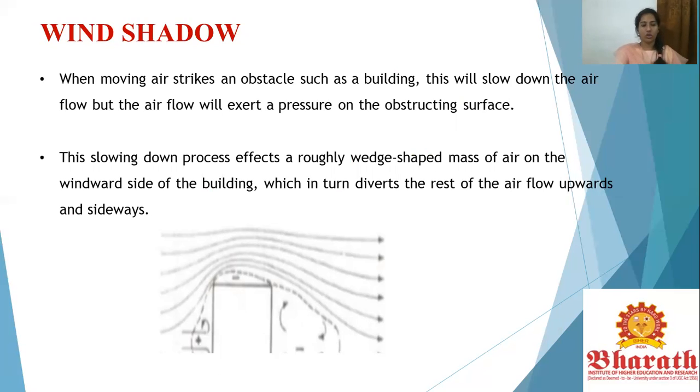So talking about your wind shadow, what exactly is a wind shadow? When the moving air strikes an obstacle such as a building, this slows down the airflow, but the airflow exerts a pressure on the obstructing surface. This slowing down process affects a roughly wedge-shaped mass of air on the windward side of the building, which diverts the rest of the airflow upwards and sideways.